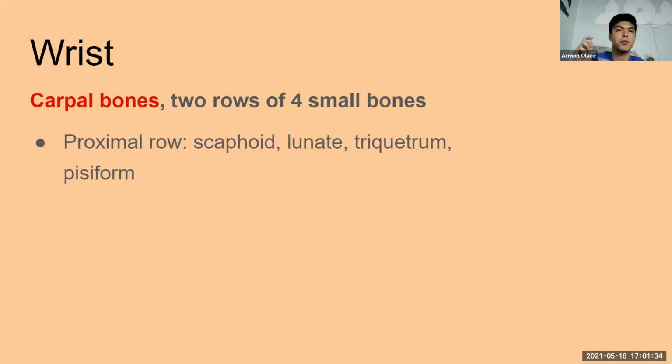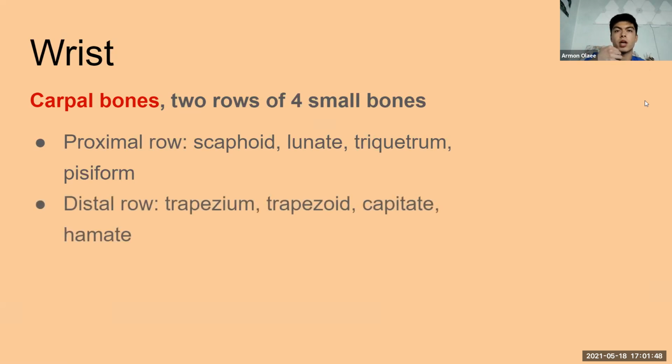And I would recommend when you memorize this, memorize it in that order, because when it comes to labeling it within the pictures, that order is going to help you figure out which of the bones is which. So in your distal row, you also have your trapezium, trapezoid, capitate, and hamate. These are the bones that make up the distal row of your carpal bones.